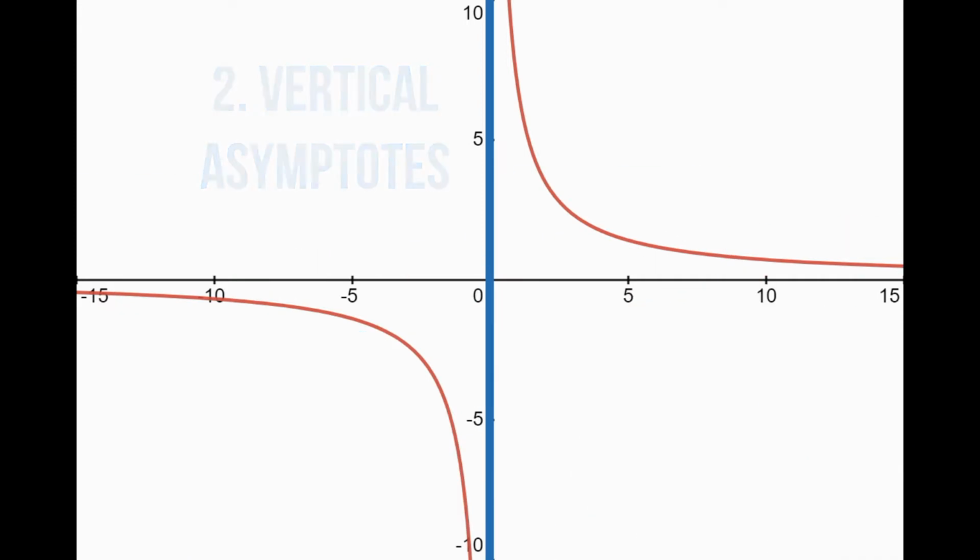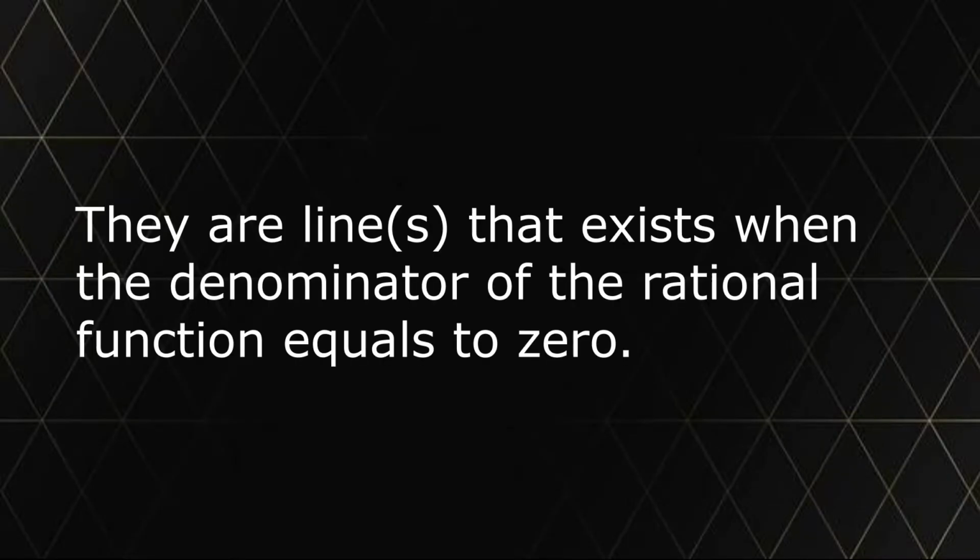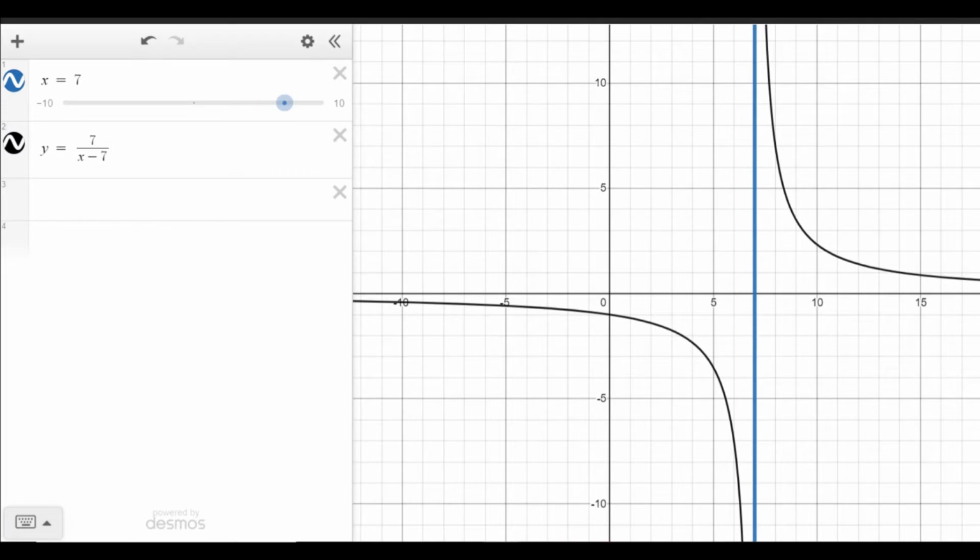Number 2. Vertical asymptotes. They are lines that exist when the denominator of the rational function equals 0. For example, this equation 7 over x minus 7 has a root of the denominator, which is x minus 7. Hence, the equation for the vertical asymptote is x equals 7, which is highlighted in blue.